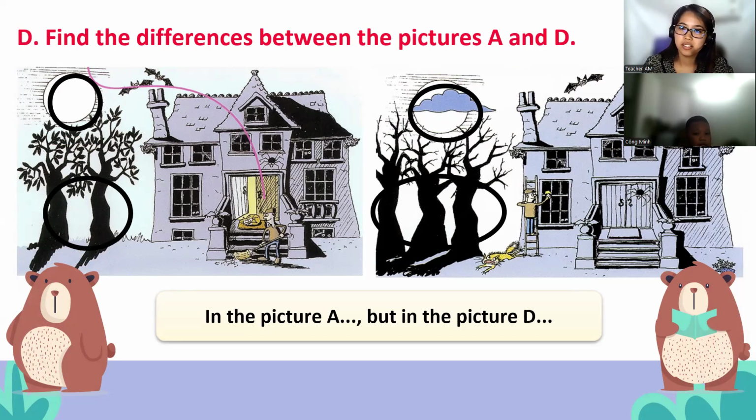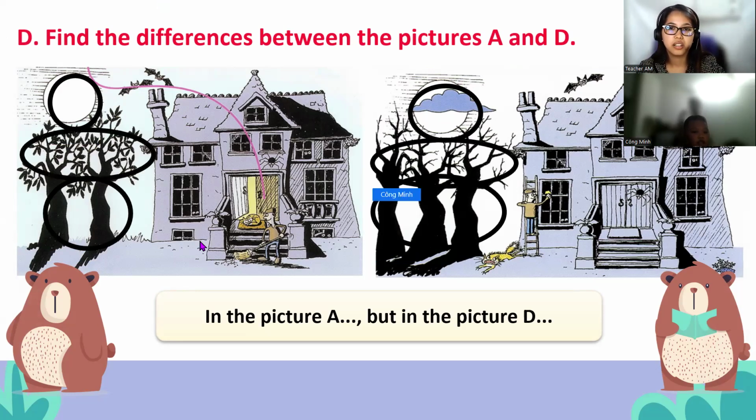What else? In picture A, there is a leaf. In picture B, the tree does not have leaves. Very good. In picture A, the door is open. In picture B, the door is closed. Very good.